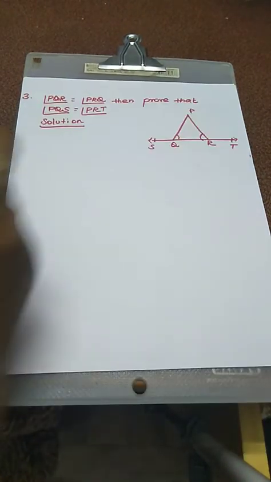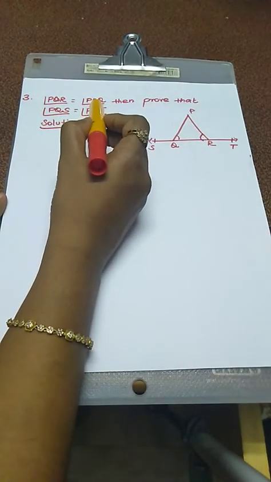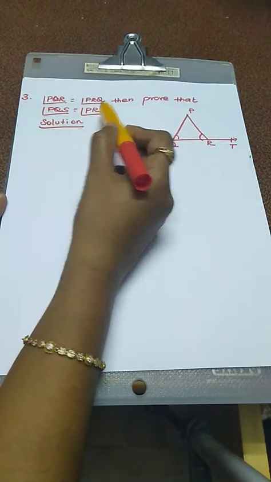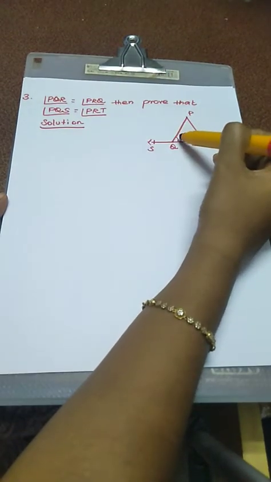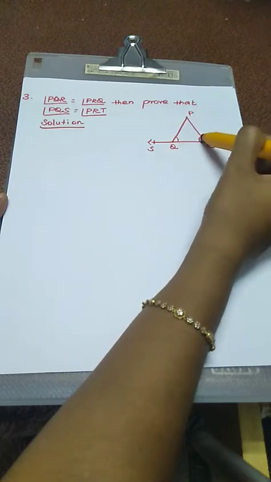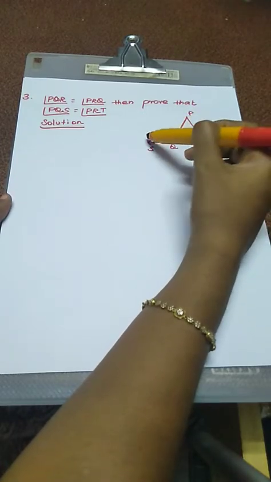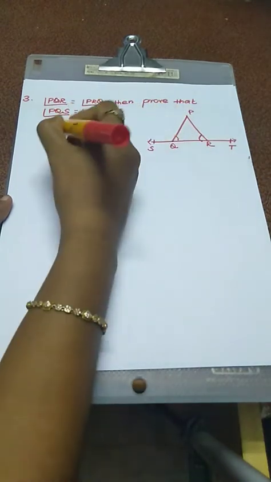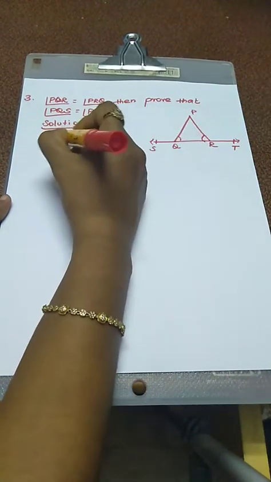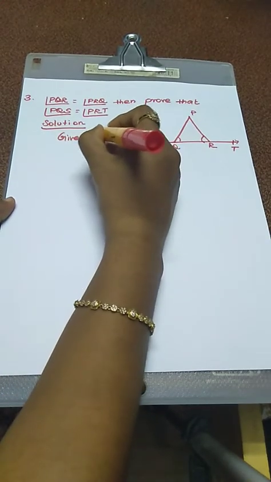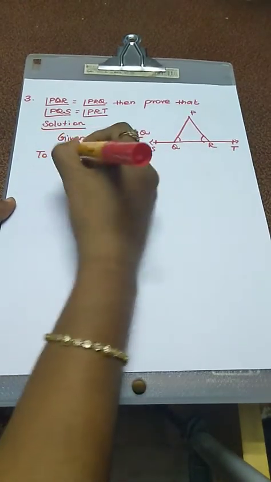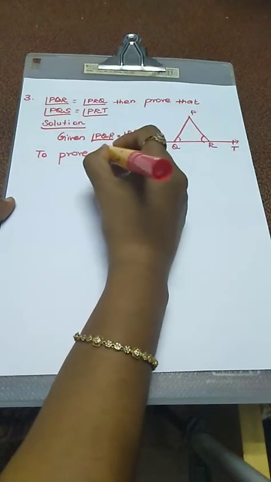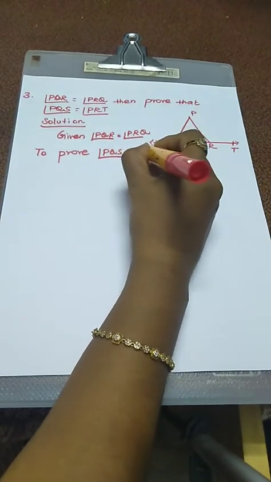Next, third problem. Angle PQR is equal to angle PRQ, and then prove that angle PQS is equal to angle PRT. Actually, one value is given, we have to prove another one value. PQR, this angle is equal to PRQ, this angle. We have to prove PQS is equal to PRT. First, we have to take the given value. That is given angle PQR is equal to angle PRQ. We have to prove PQS is equal to angle PRT.